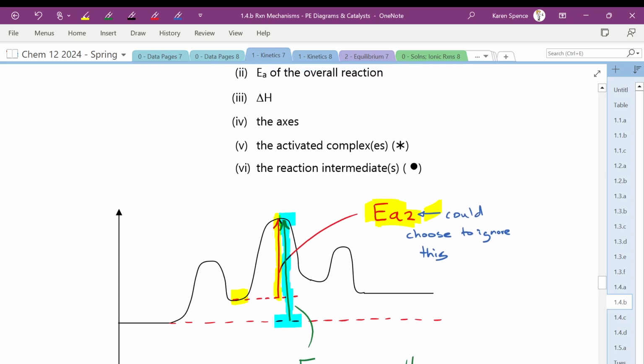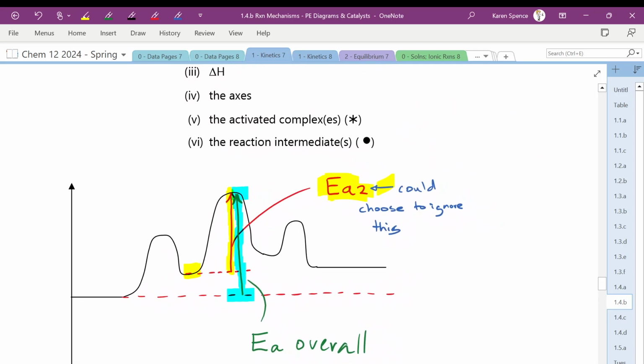Where would we start to draw the delta H? At the reactants. And where would we finish? At the product. So we're going to start here and finish here. And that's our delta H. If you wanted to, you could have this come over like that, and you could label delta H like that. Okay, it doesn't matter which side you do it on.